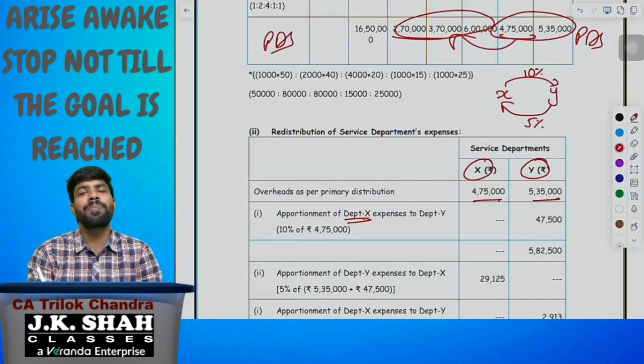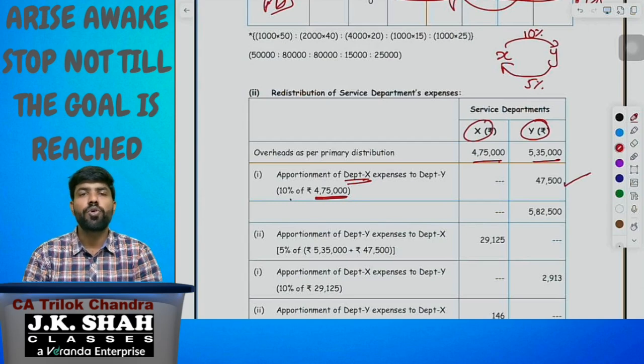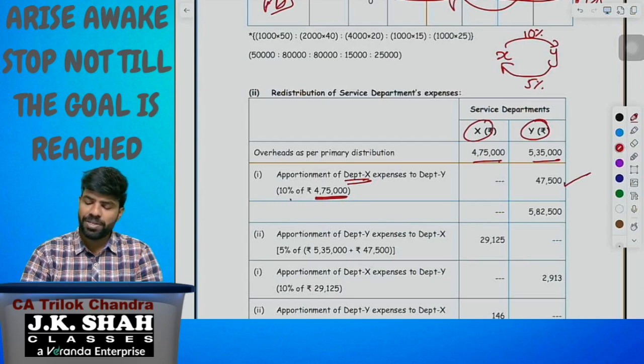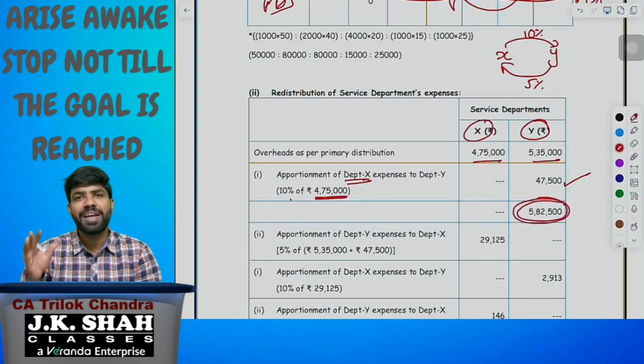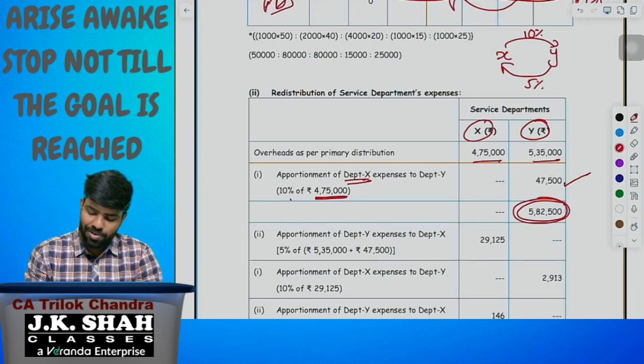X is providing 10% service to the Y. Look at here, 10% service to the Y. So 4,75,000 into 10%, 47,500. The total overheads in the Y department now is 5,35,000 plus 47,500, that is 5,82,500. From this 5,82,500, Y is providing 5% service to X. So on this 5,82,500, provide 5%, 29,125.